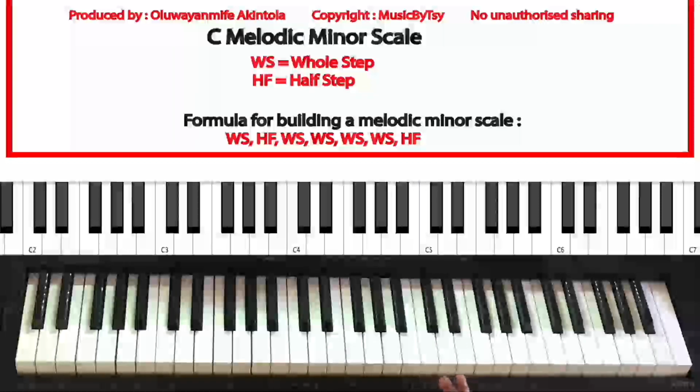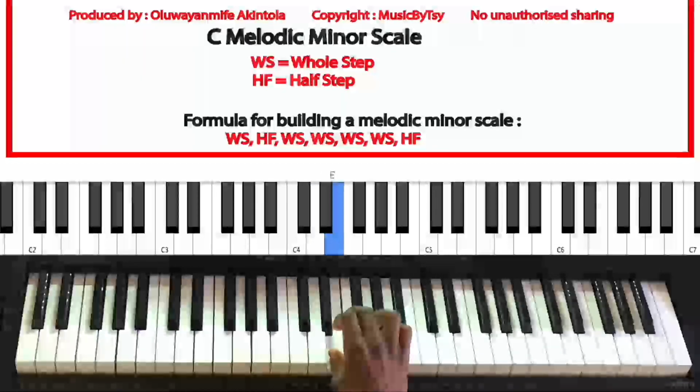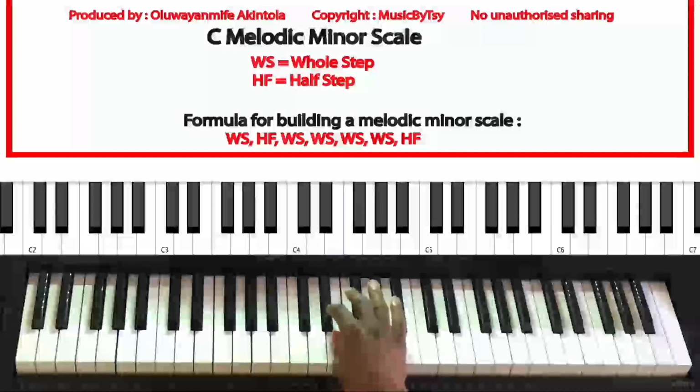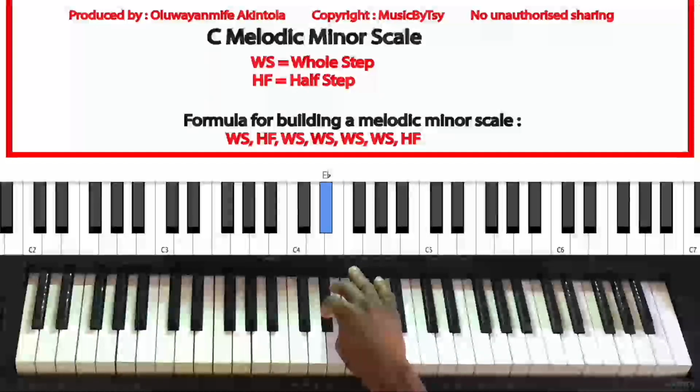Now we want to build the C melodic minor scale. So what we can do is we can take the third note of the C major scale, which is 1, 2, 3. So the third note is the key of E. So if we lower this third note by a half step, so if we go down from the key of E by a half step, we're going to land on the key of E flat.